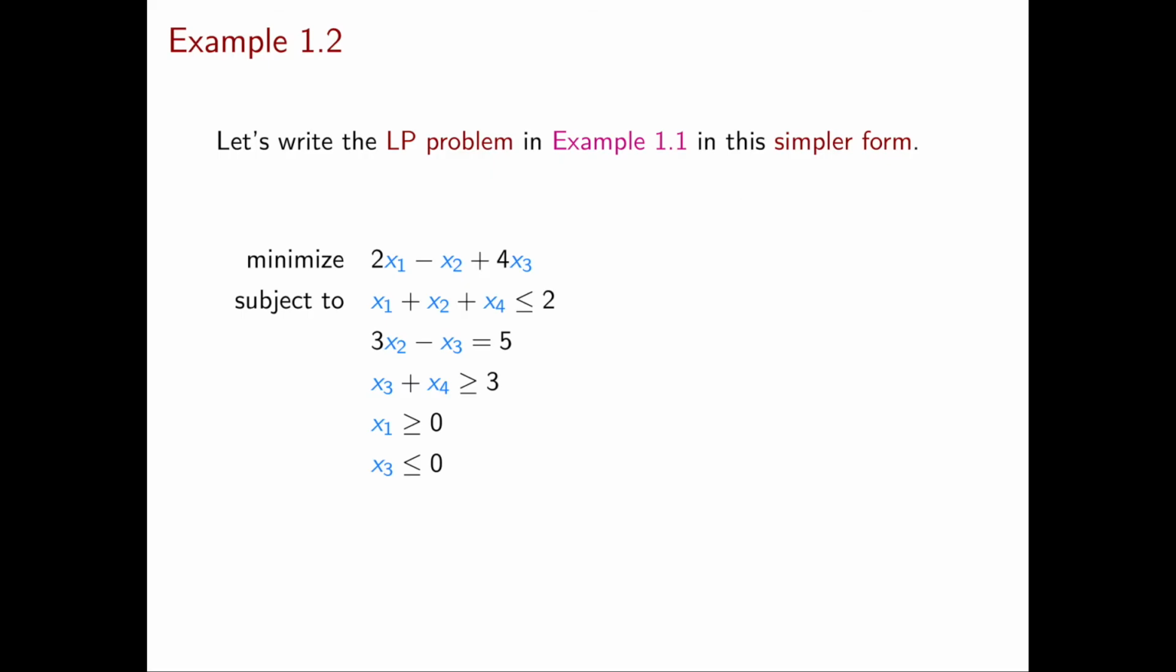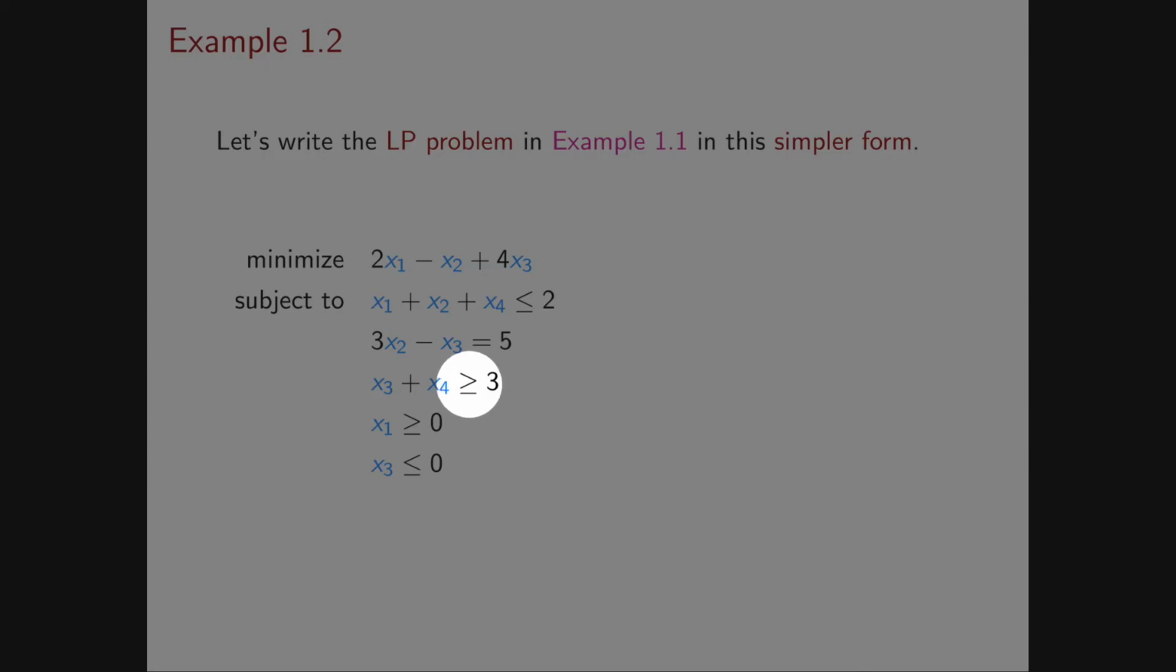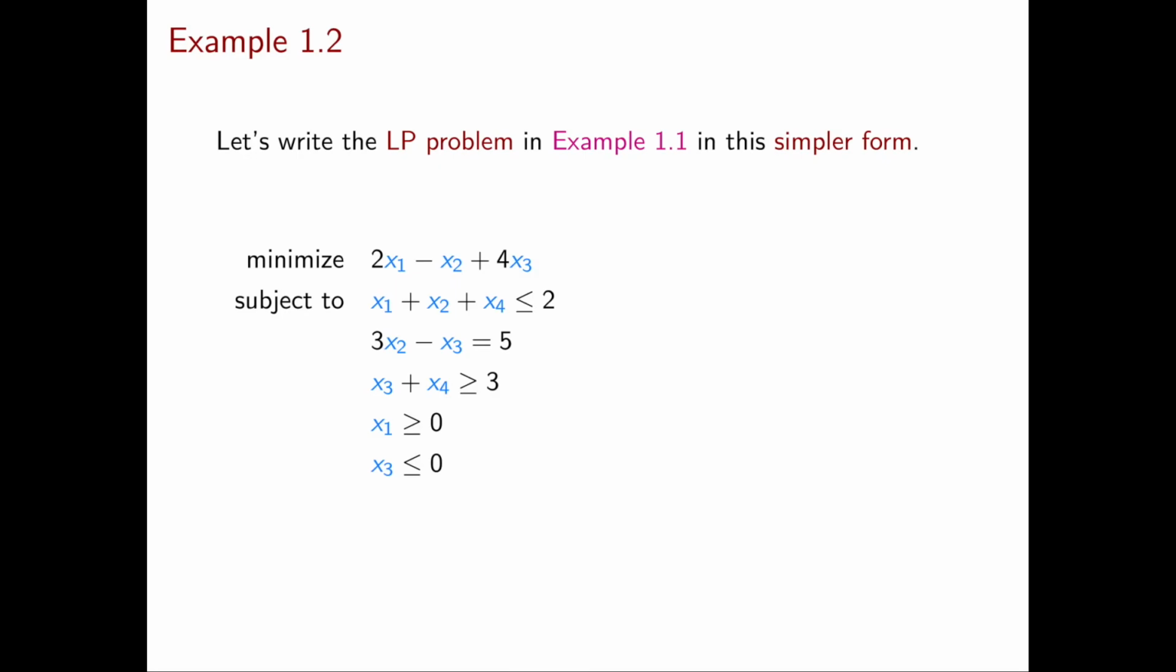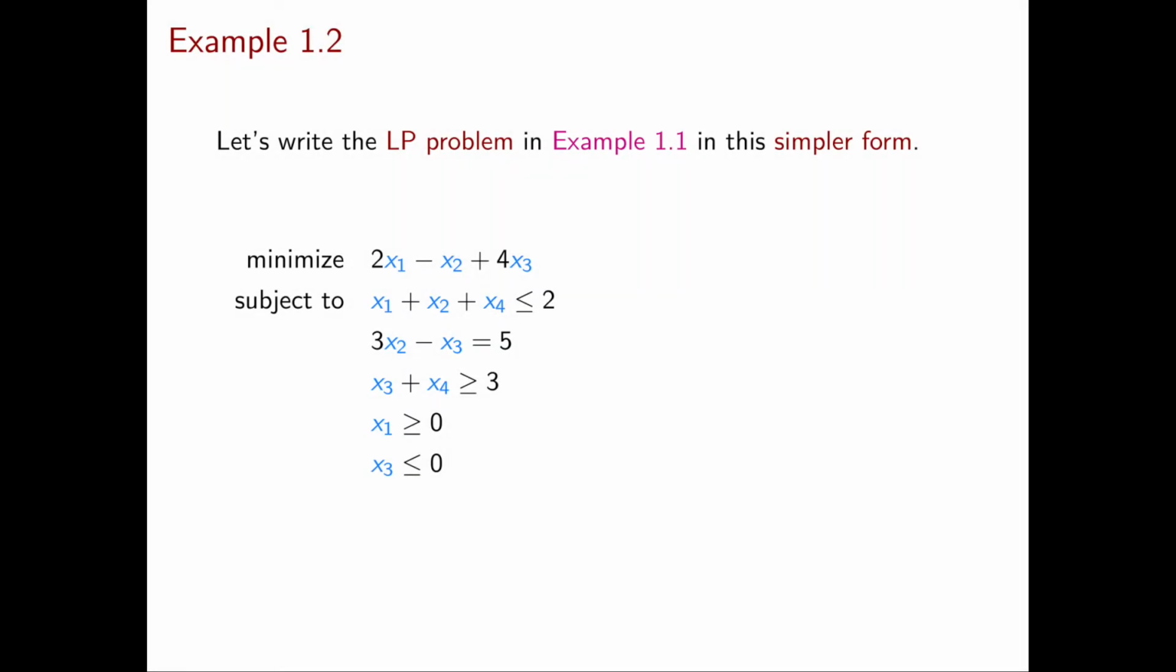Let's now get back to our example 1.1 and see how we can write this linear programming problem in such a simpler matrix form. So this is the problem that we have seen in example 1.1. What we have to do is obtain only inequalities of the form greater than or equal to. So the first one is of the form less than or equal to, and we can deal with it by multiplying it by -1. Then the equality constraint here can be split into the two inequalities, less than or equal to and greater than or equal to. We keep the greater than or equal to and multiply the less than or equal to inequality by -1.